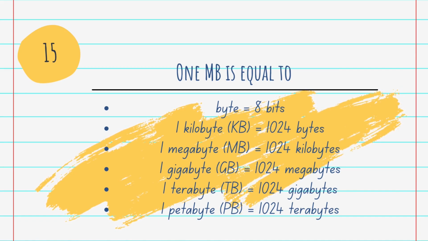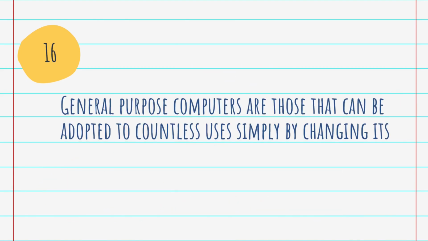Byte is equal to 8 bits, 1 kilobyte is equal to 1024 bytes, 1 megabyte is equal to 1024 kilobytes, 1 gigabyte is equal to 1024 megabytes, 1 terabyte is equal to 1024 gigabytes, 1 petabyte is equal to 1024 terabytes. Question number 16. General purpose computers are those that can be adapted to countless uses simply by changing its?